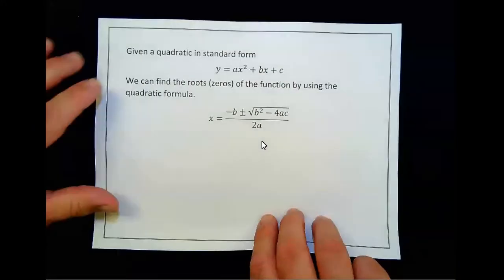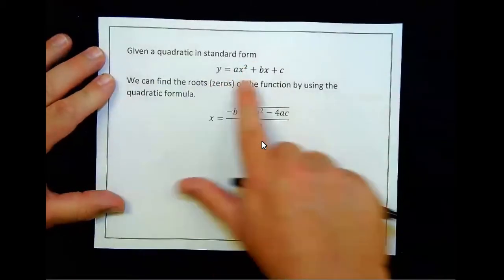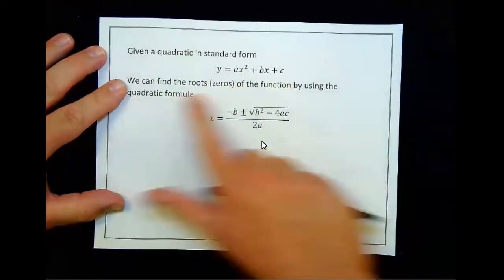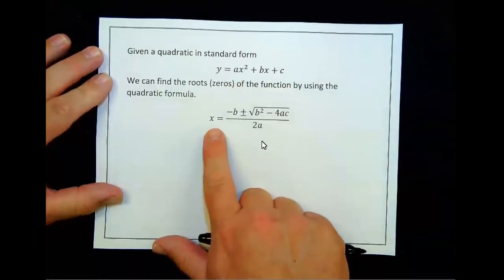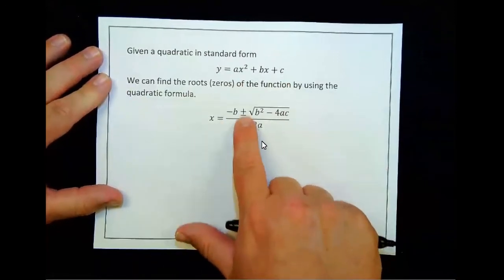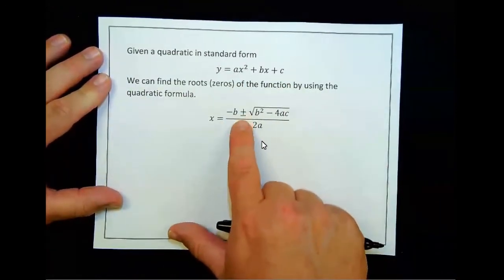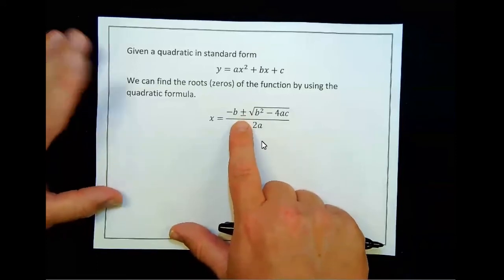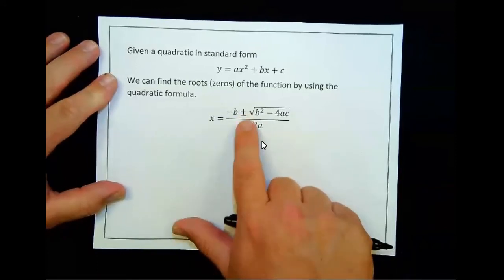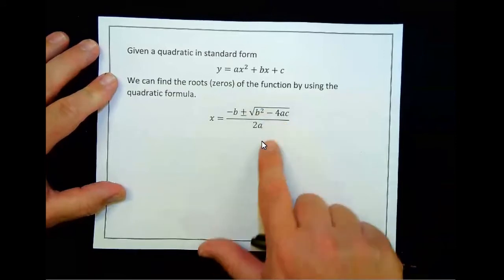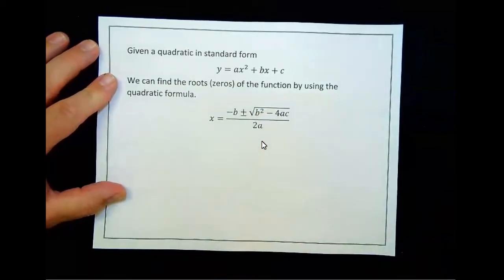Well, the quadratic formula is, if we're given some quadratic in standard form, we can find the roots using the quadratic formula: x equals negative b plus or minus. This is something that's kind of crucial. It means there are two separate operations going on. The square root of b squared minus 4ac, all over 2a. Go ahead, pause the video, and write the equation down.